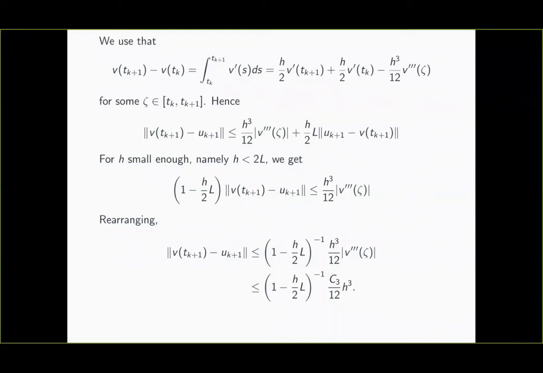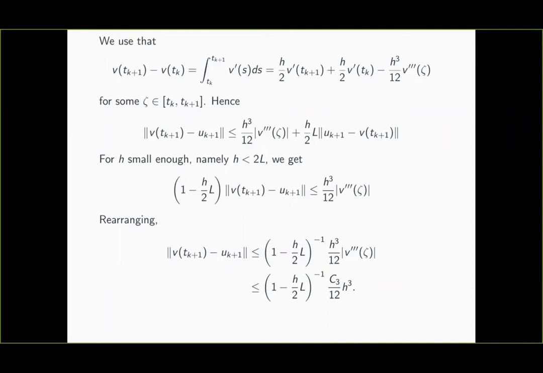Now to handle that, let us assume that h is small enough. In particular, it's sufficient that h is smaller than 2 over L. Then I can pull the norm of the local discretization error on the right-hand side over, and I get the inequality: 1 minus h over 2 times L, times the norm of the local discretization error, is bounded from above by h cubed over 12 times the size of v''' of zeta.